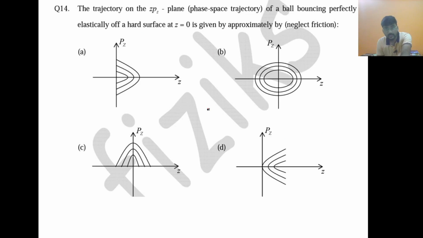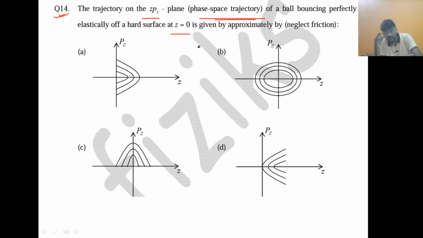Now let me move to the next question. This is the question, and this is the last question, I think. Okay. The trajectory on the z-pz plane, there is the phase space trajectory, z-pz meaning, of a ball bouncing perfectly elastically off a hard surface at z is equal to 0, is given by approximately. So which will be the phase space trajectory, that is z-pz.